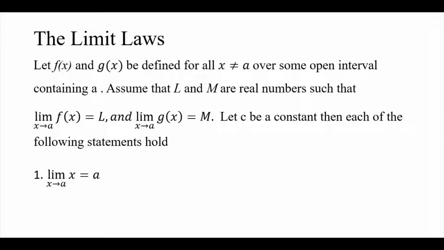The first statement says, if you have the limit of x as x approaches a, then the limit is going to be equal to a. Basically, you're going to plug a into x and you got your limit. If we have the limit of a constant as x approaches a, then we will have the limit equal to that constant. It's not going to change.